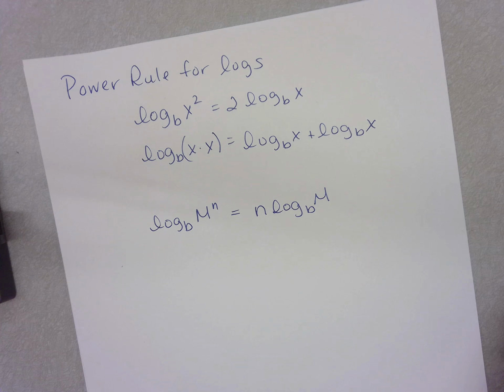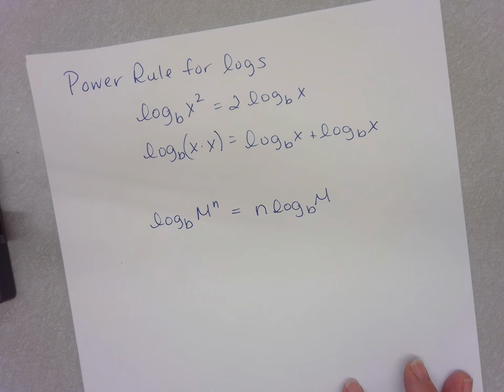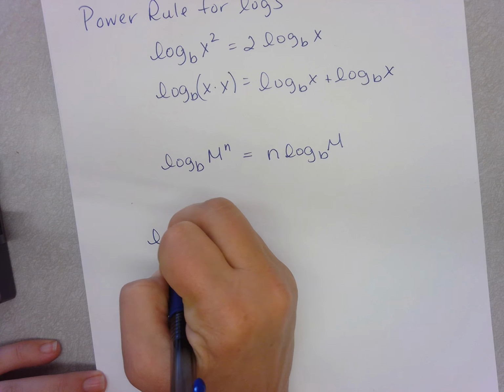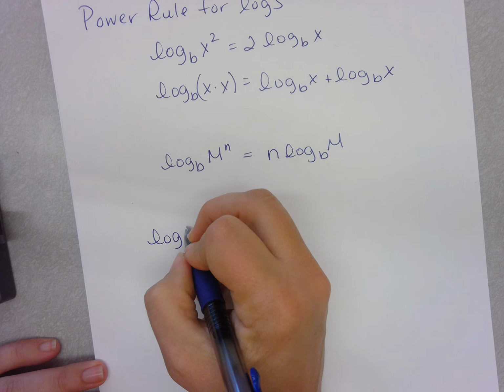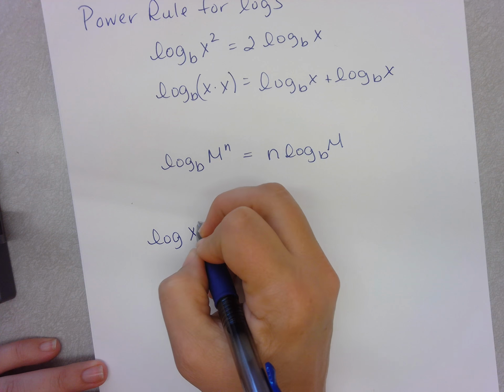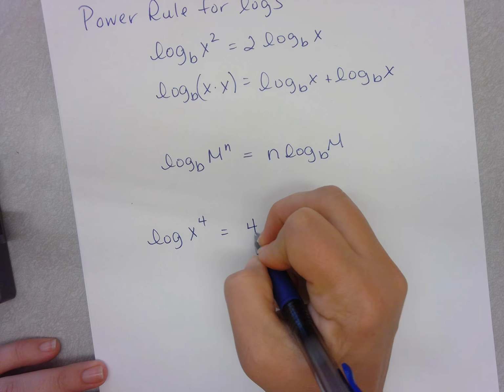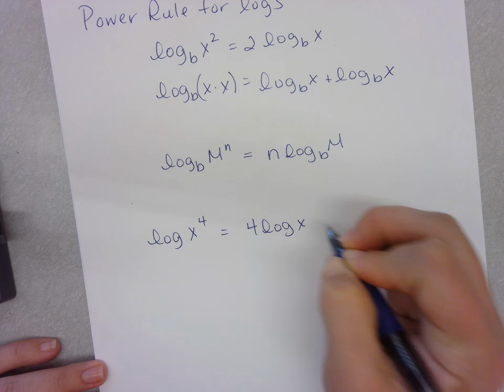Okay? So, for instance, let's just do another simple one. If I have the log of x to the 4th, then I can write this as 4 log of x.